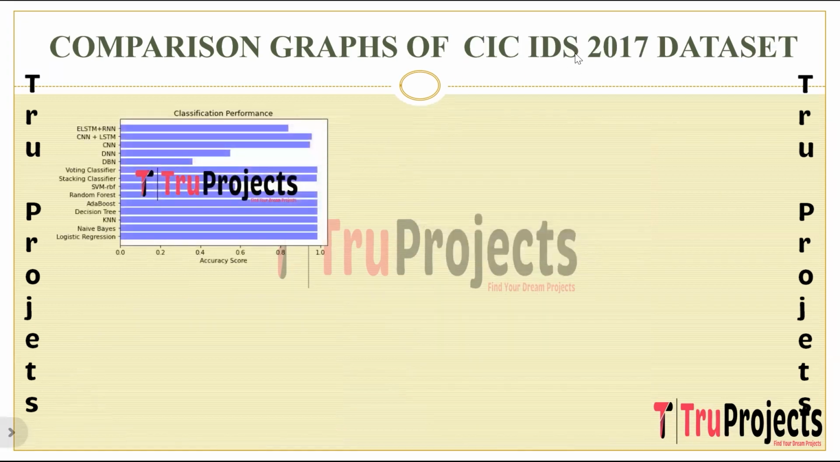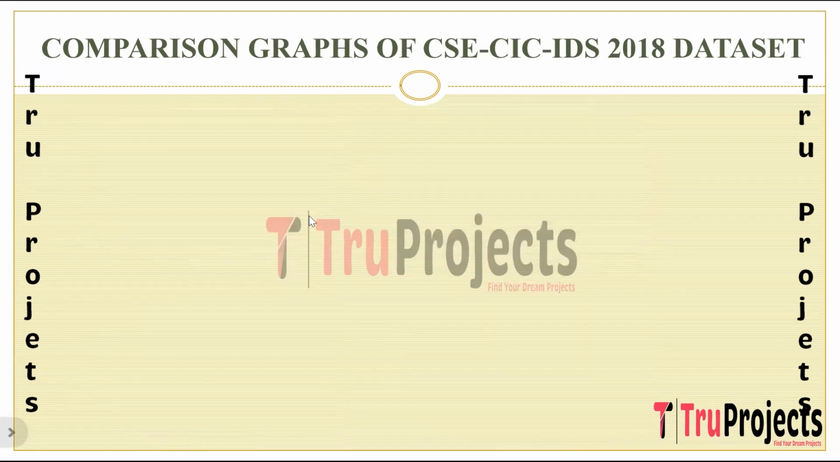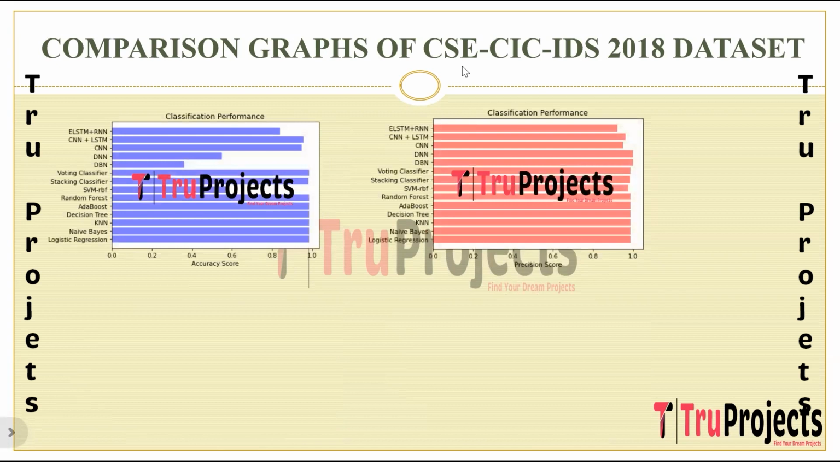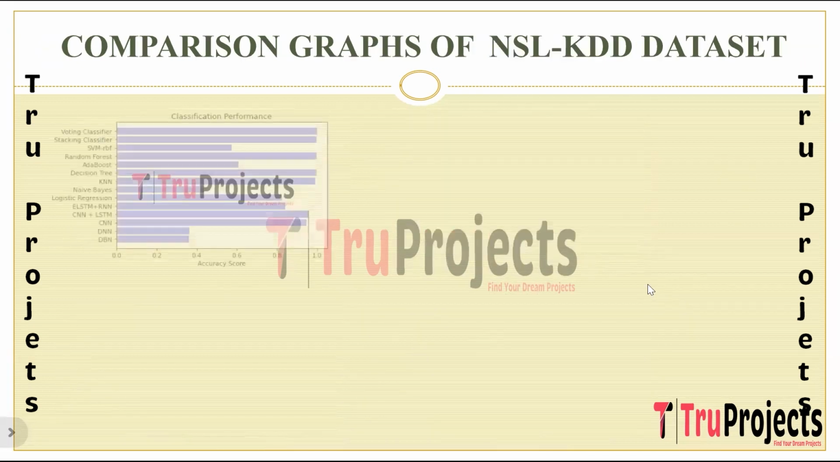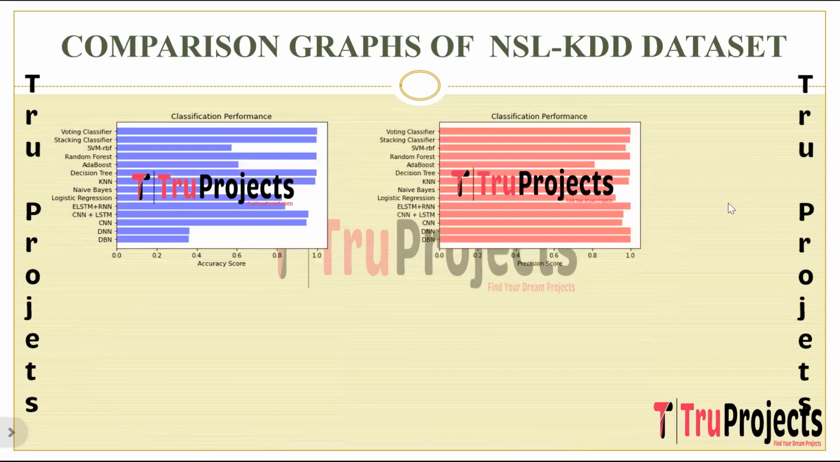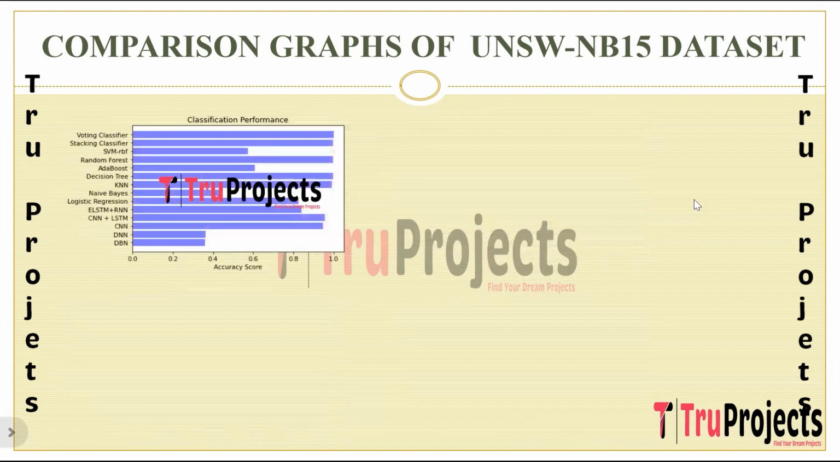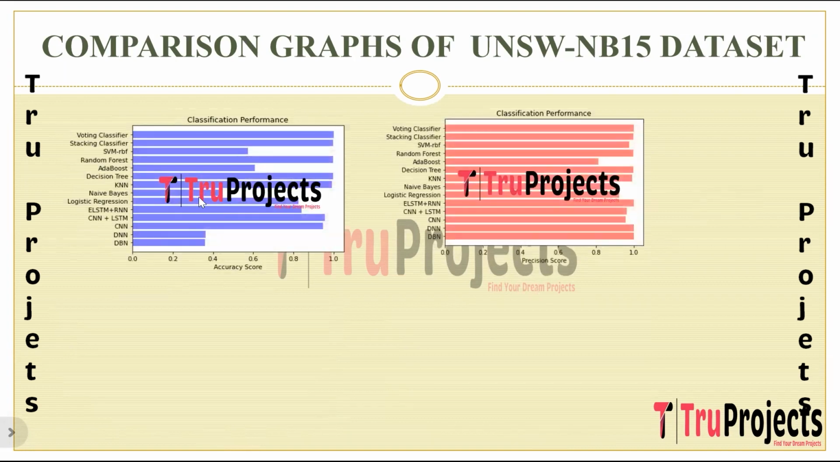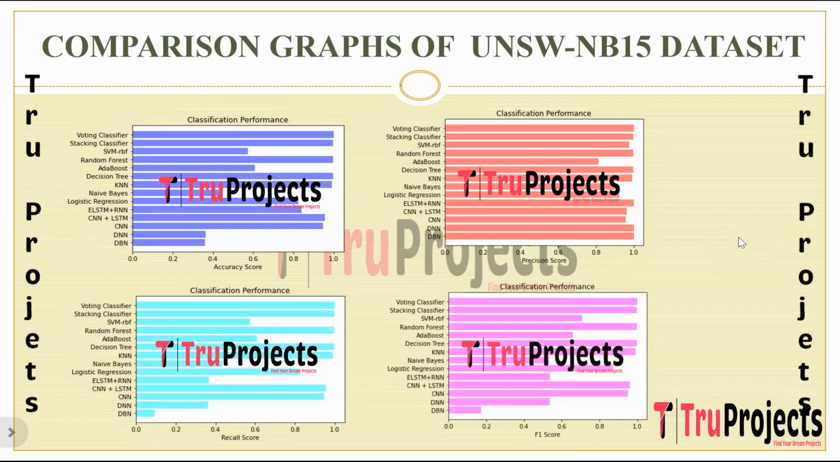Comparison graph of CIC IDS 2017 dataset. These are the comparison graphs of CSE CIC IDS 2018 dataset. And these are the comparison graphs of NSL KDD dataset. And these are the comparison graphs of UNSW NB15 dataset. We have compared the models with the performance metrics: accuracy, precision, recall, and F1 score.